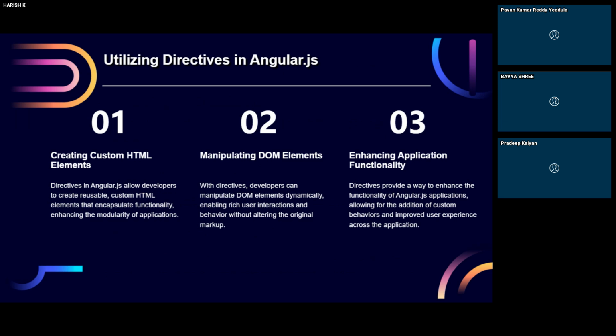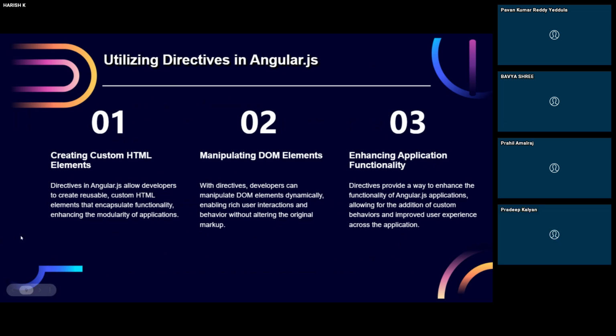Then, how are they utilizing the AngularJS directives? They are creating some custom HTML elements, then manipulating the DOM elements, and lastly enhancing the application functionality. These are the three main things we must follow in managing directives.